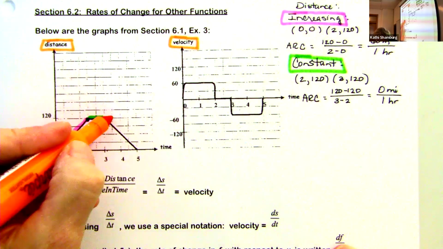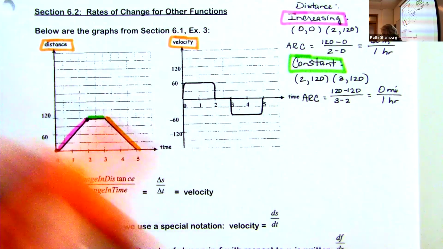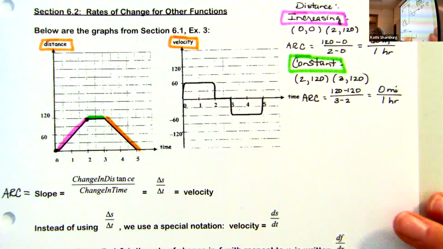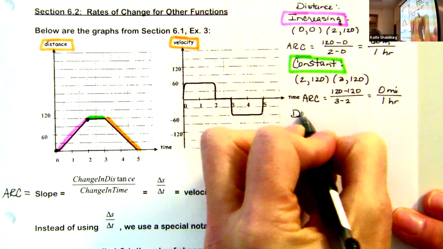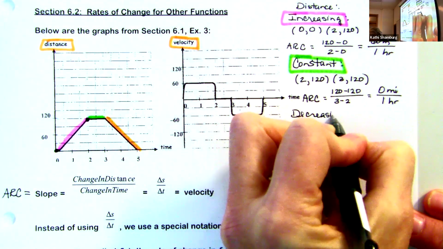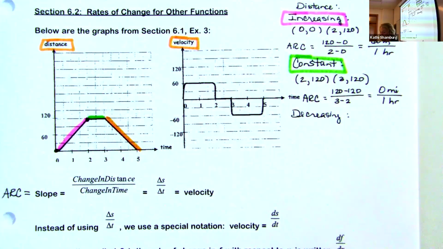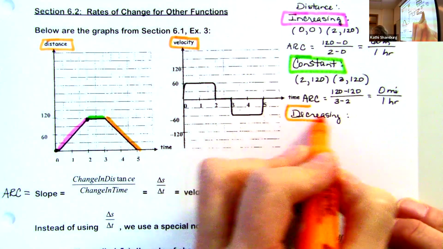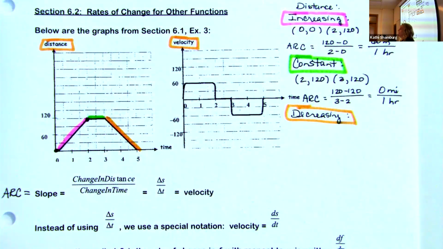All right, and then here, the last bit of my distance graph is doing what? So what should happen with the average rate of change when we calculate it? If it's decreasing, what would that average rate of change be doing? It should be negative. Let's see if that's what happens.